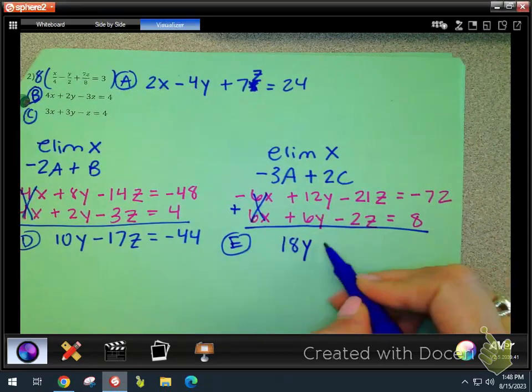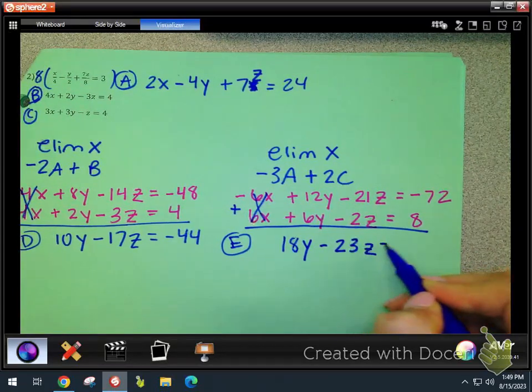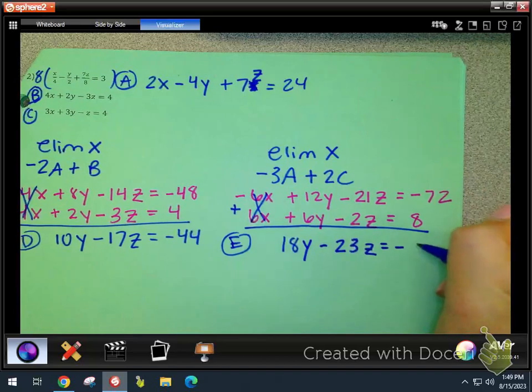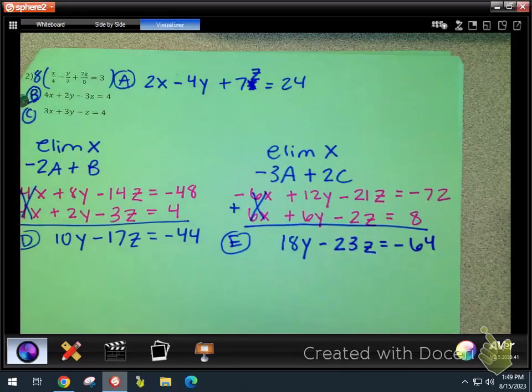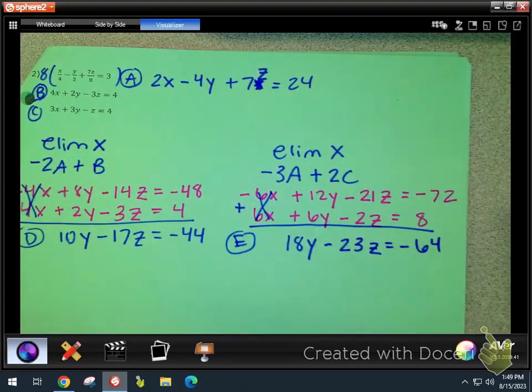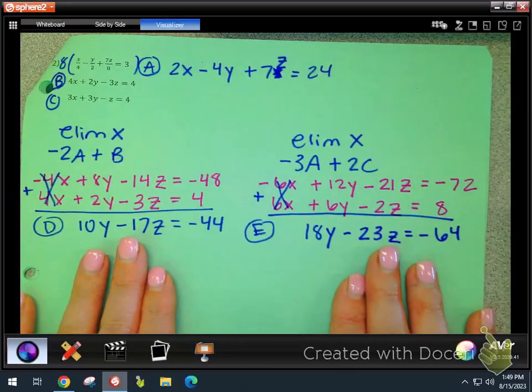Whew, this is going to be real fun. 23z, negative 64. We should have eliminated y. I should have just done it my way. That's okay. We're good. We're okay still, right? All right.